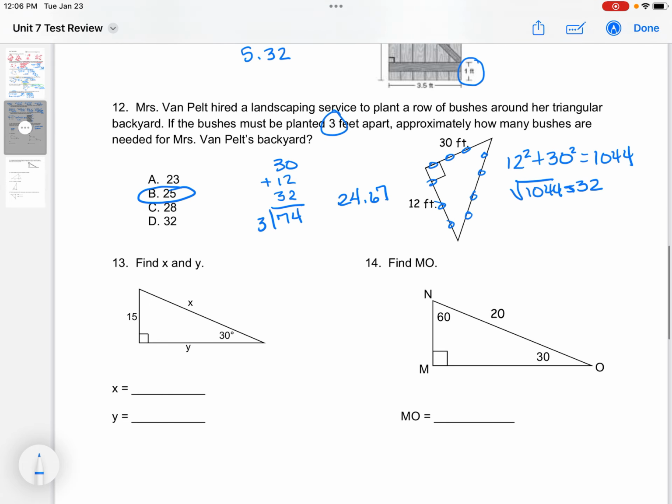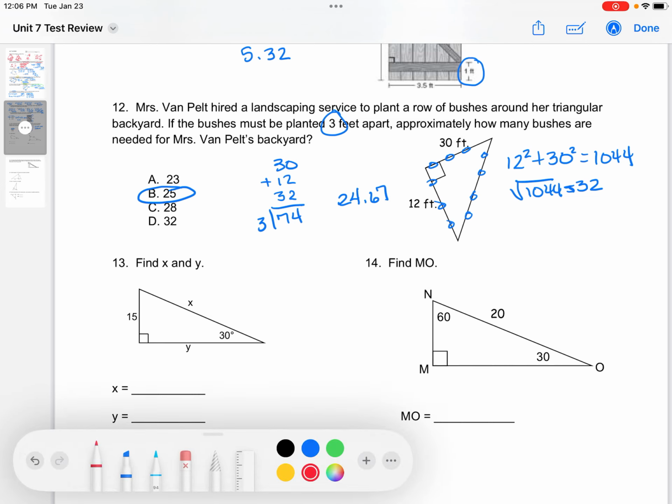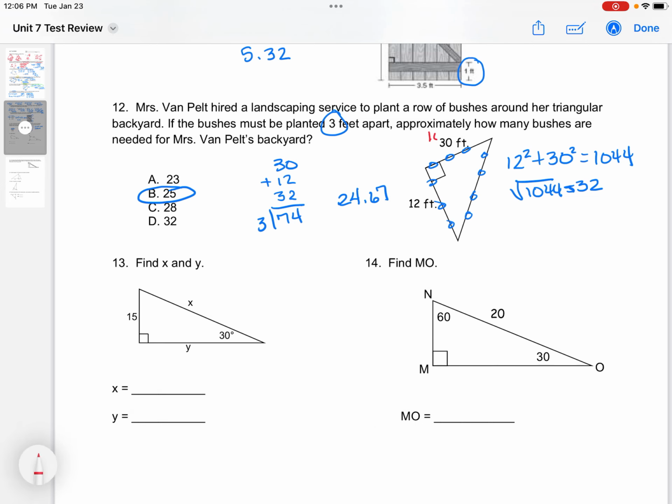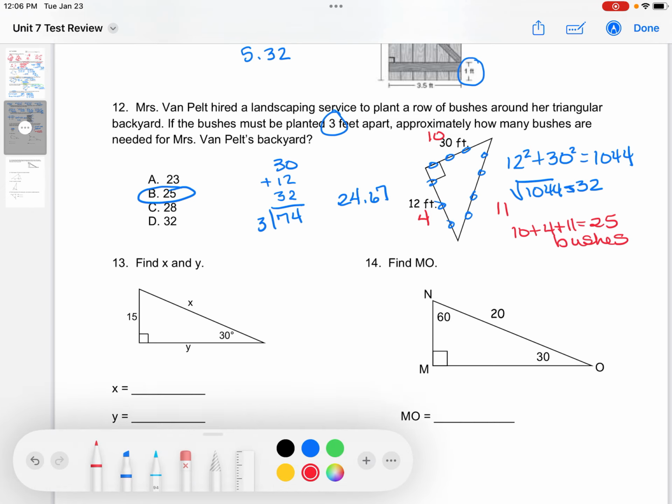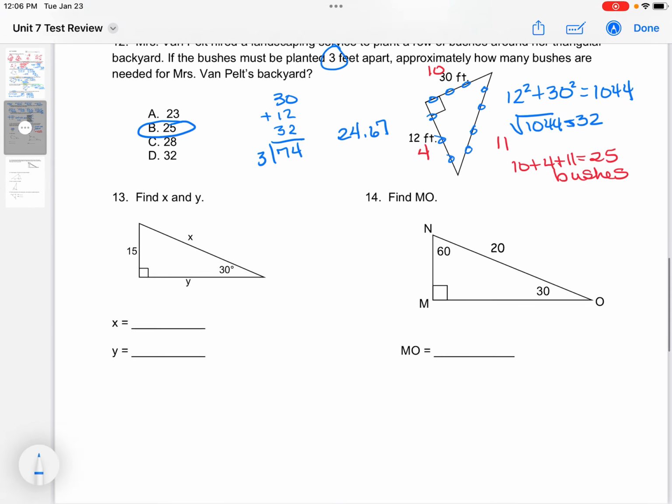Hope I don't have to redo this whole thing because I just did it wrong, but she needs the perimeter because they're going around the outside every 3 feet. You know, I probably could have done this. Oh, I still need my 32, but that means there's going to be 10 on this side, 4 on this side, and about 11 on this side, which makes 25. Okay. I like that verification.